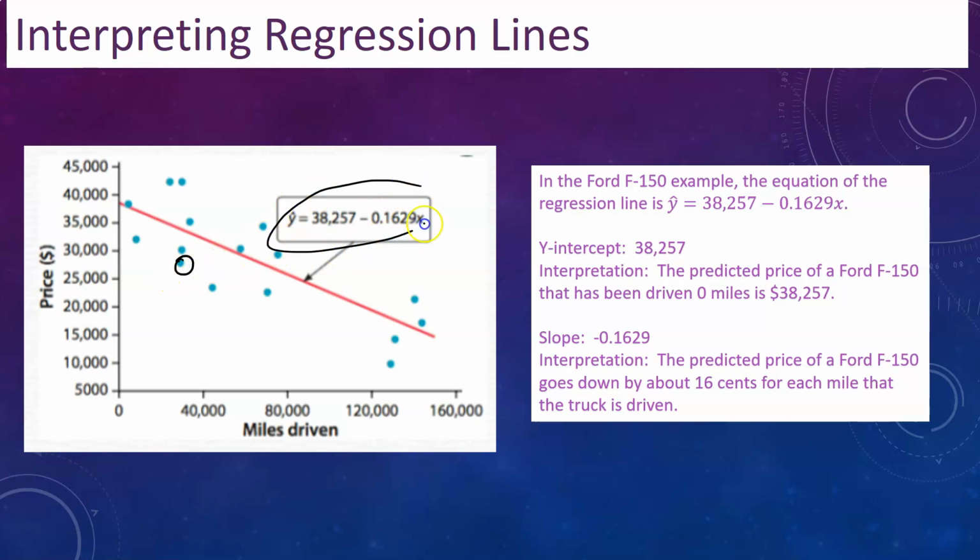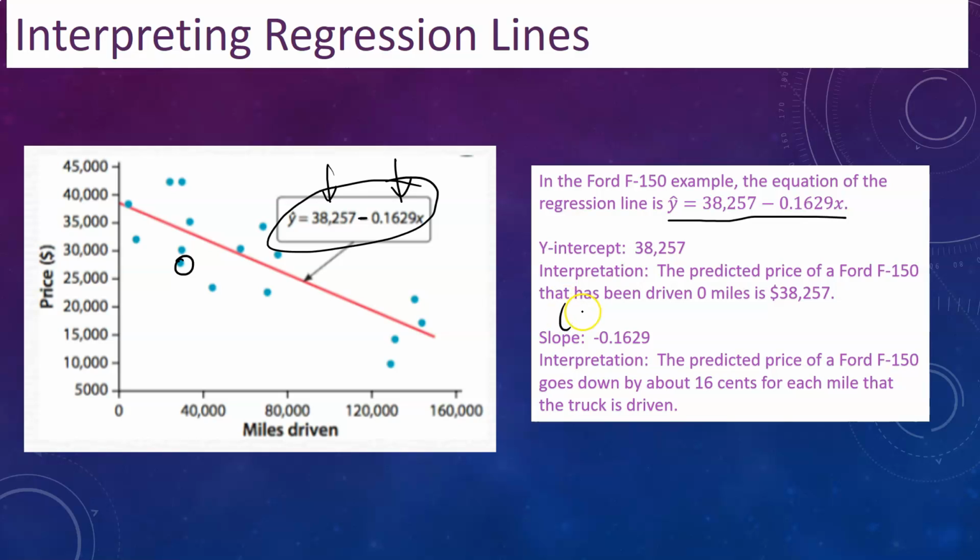The regression line has been calculated for us. There it is. The y-intercept is 38,257, and the slope is negative 0.1629, and don't forget about the negative there. So they calculated the regression line for us. We need to be able to interpret that regression line. The y-intercept is 38,257. Let's interpret that. What that means is the predicted price of a Ford F-150 that has been driven 0 miles is $38,257. Remember that in a y-intercept, x is always 0.